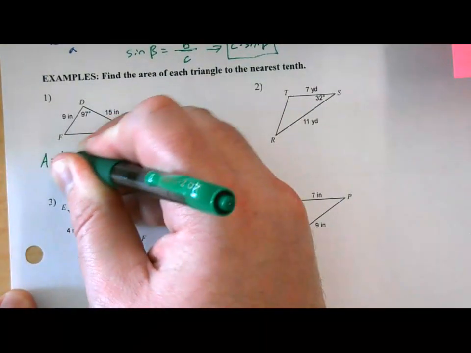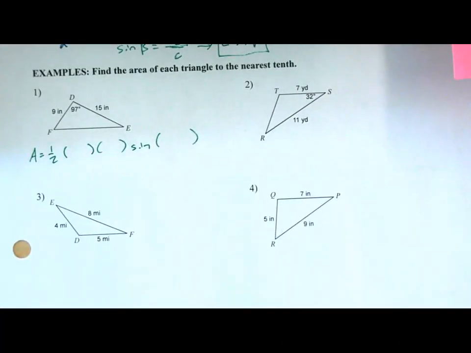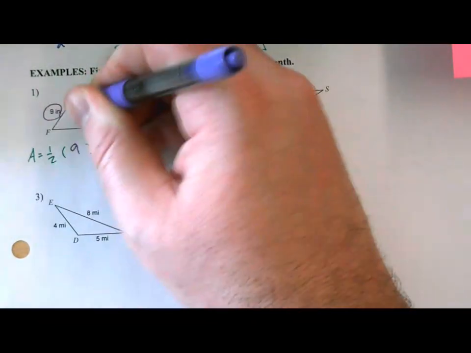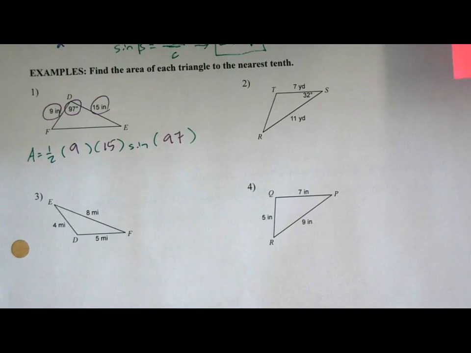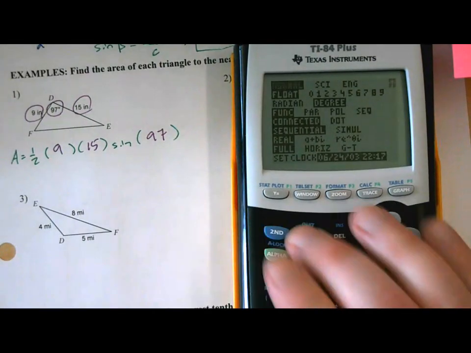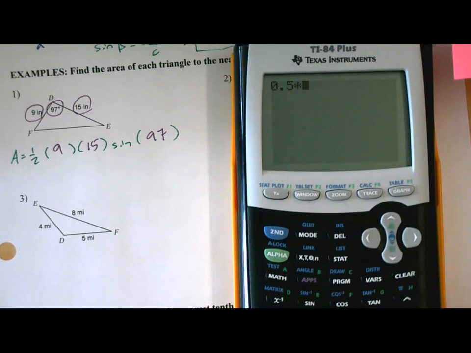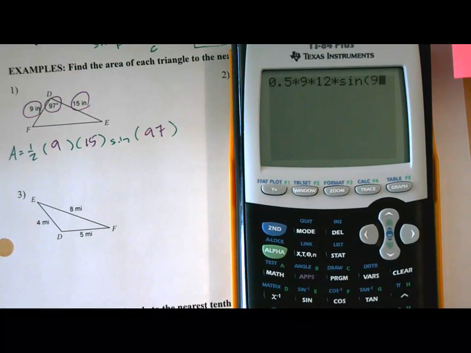Area is 1/2. I need 2 sides and then a sine and an angle. My 2 sides are 9 and 15, and my angle is 97. And we just need to type that in the calculator. We should probably check our mode. Do we want to be in radian or degree mode for this? Degree mode. Agreed. I'm using 0.5 in place of a half. Oops, not divided by, times sine 97.